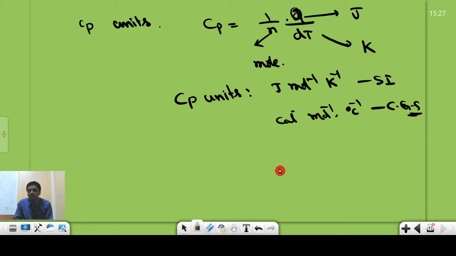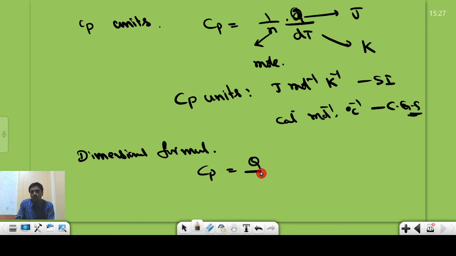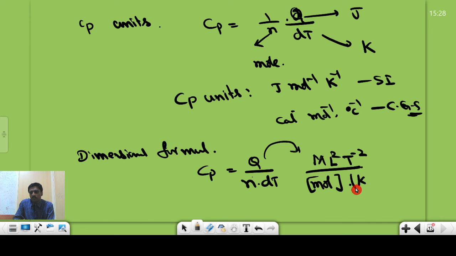Now what are the dimensional formulas for Cp and Cv? Both are the same. For the dimensional formula, we need to take the basic formula for Cp: Cp is equal to Q by n ΔT. The dimensional formula for Q, which is work or energy, both being the same, is M L² T⁻². The dimensional formula for the number of moles is mole, and for temperature it is Kelvin. Then the dimensional formula for Cp is M L² T⁻² mole⁻¹ Kelvin⁻¹.